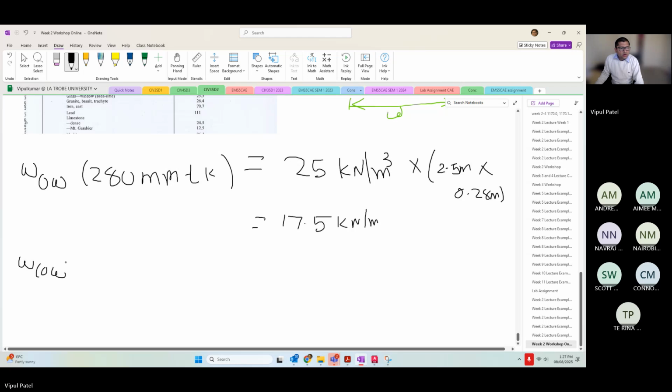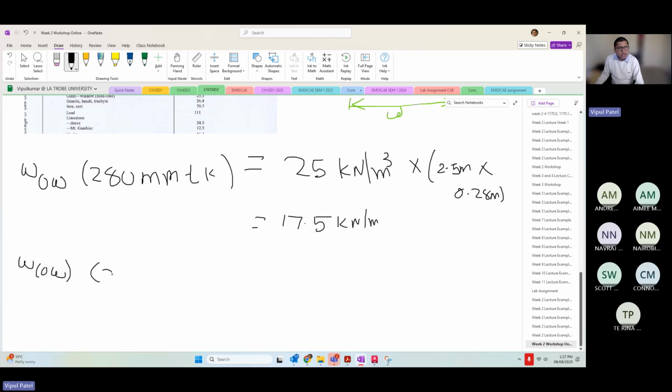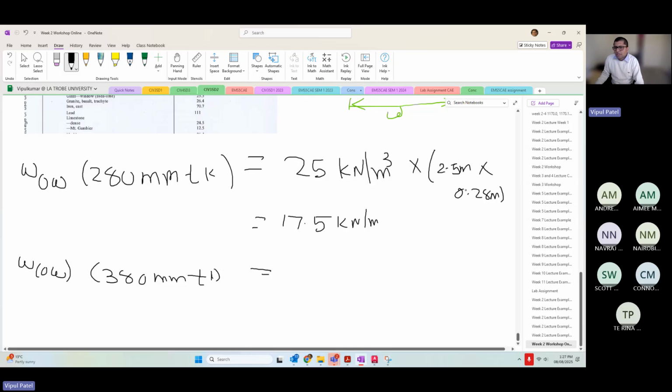Own weight of the slabs in the 380 millimeter thickness, same things, same equations, the only change is this 0.28 becomes 0.38. So 25 kilonewton per meter cube multiplied by 2.5, multiplied by 0.38, you are going to get 23.75 kilonewton per meter.